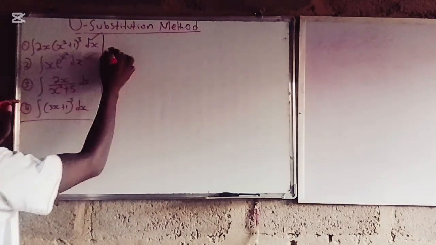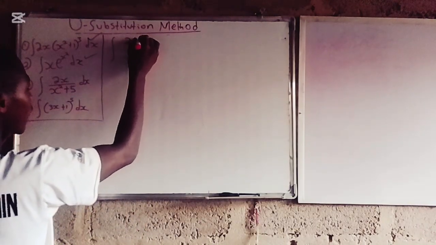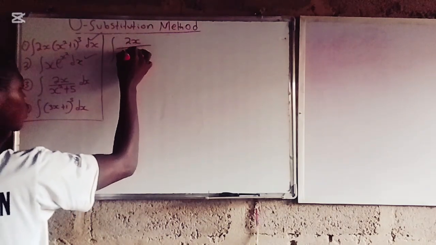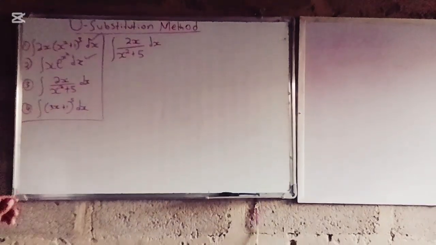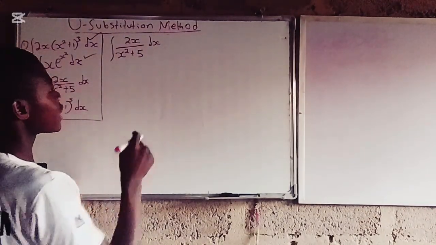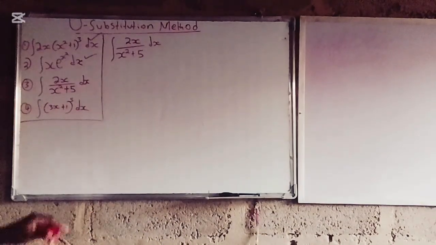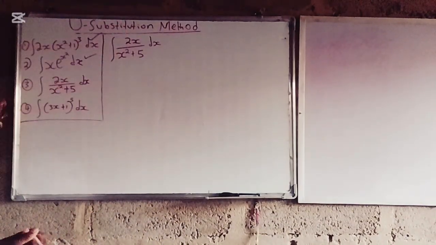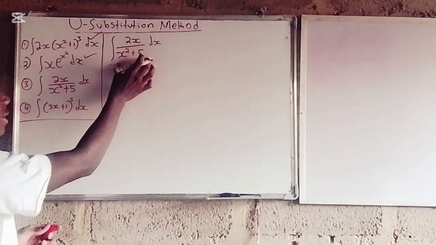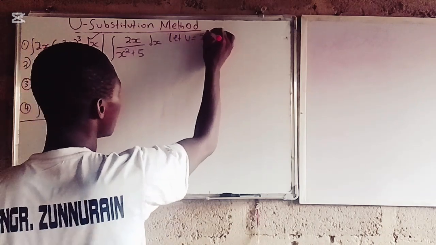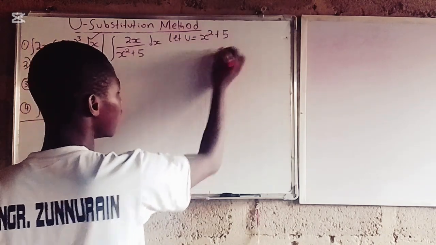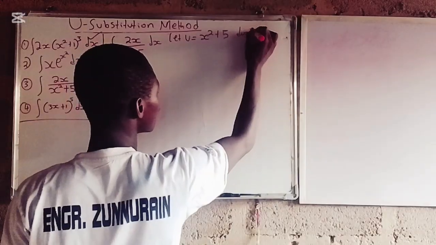So going to the third question, it says integral of 2x divided by x squared plus 5 dx. From this, should I let the numerator or the denominator be u? I have to let the denominator be u. Let u equal x squared plus 5, and du equals 2x.